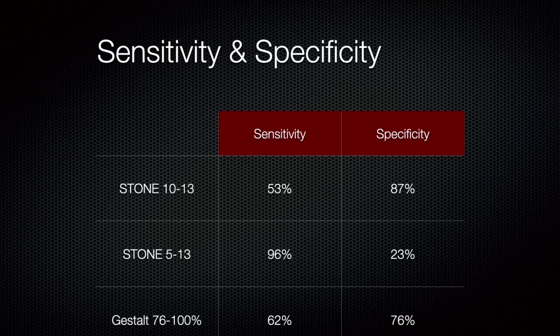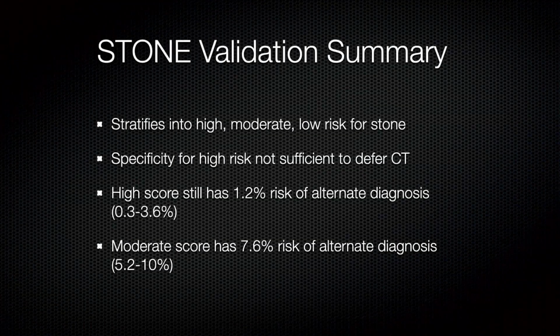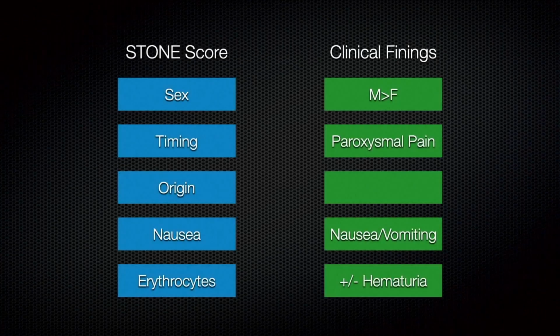And so I don't know, it's kind of mixed data, kind of what do you do with that? They modified it a little bit, took out some other things, and they found some different test characteristics. So basically they said it stratifies patients into high, moderate, and low risks. Specificity for high risk is not sufficient to deter, though there still tends to be kind of this trend towards increased risk for stones and decreased risk for alternate diagnosis.